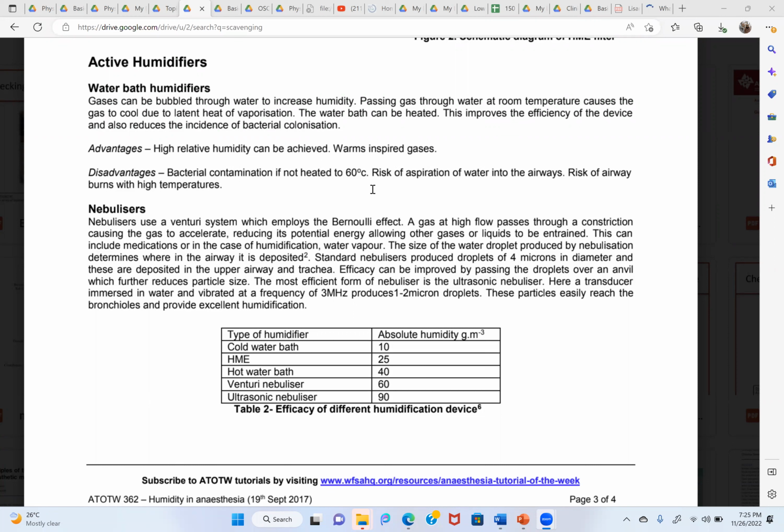Bacterial contamination: if it is at a suboptimal temperature, around 40 to 45 degrees centigrade, it will increase the risk of bacterial contamination. But if you increase it to more than 60, then it will prevent it. Okay. Risks include aspiration of water into the airways, and airway burns with high temperatures.